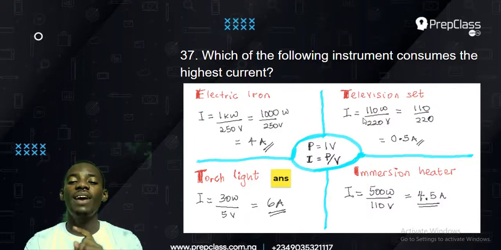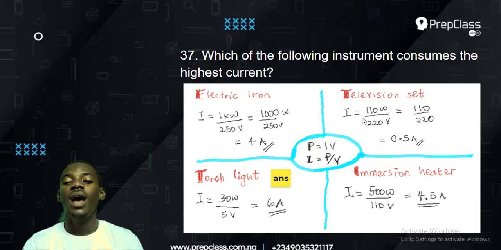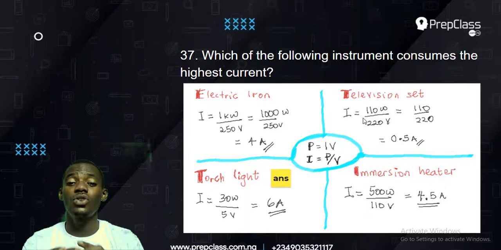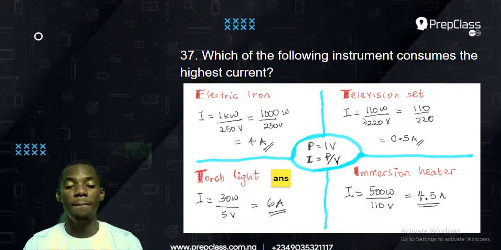Now, I wasn't asked to find V or P, I was to find I. So I equals P over V, if I divide both sides by V. That's the formula to use for all these questions. Now let's find it for the electric iron. My current I is equal to, I was given power, that's 1 kilowatt over 250 volts. 1 kilowatt, kilo is 1000, so that's 1000 watts over 250, giving me 4 ampere as the current for the electric iron.